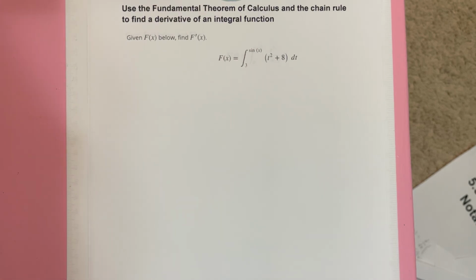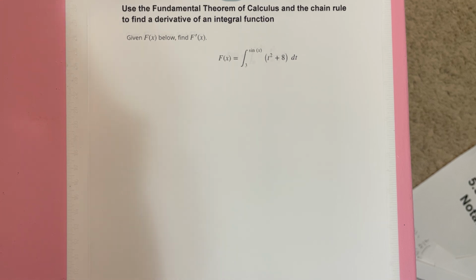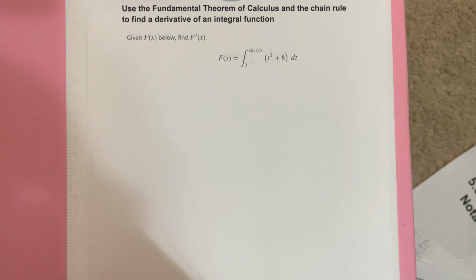In this video, we're going to use the Fundamental Theorem of Calculus and the chain rule to find a derivative of an integral function. It says, given capital F of x below, find F prime of x. Capital F of x is equal to the integral from 3 to sine x of t squared plus 8 dt. You'll notice we have sine x here, and we've been used to having just x up there.